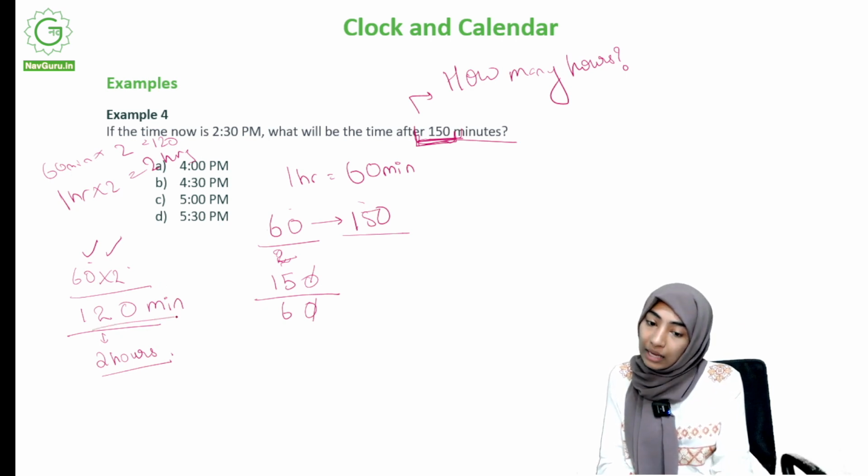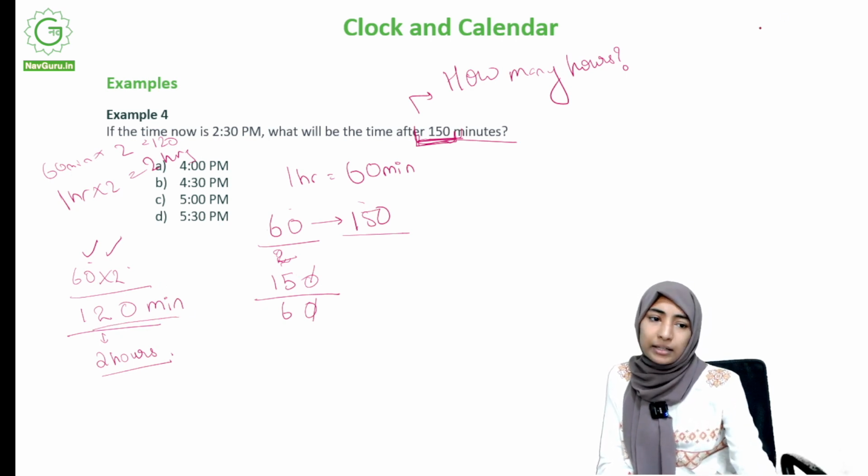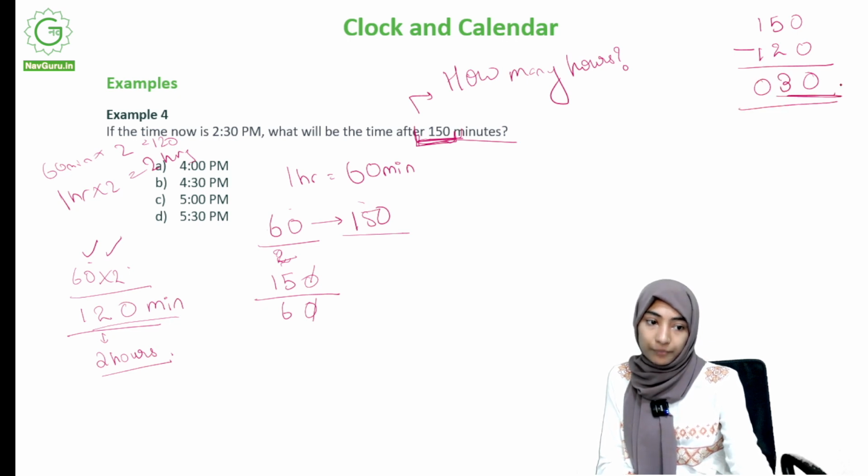Now from 120, how do you get 150? Subtract. There isn't much to divide, right? It's pretty close. So 150 minus 120 gives you 0 minus 0, 5 minus 2, 3, 1 minus 1, 0, 30. So 150 minus 120 is 30 minutes.